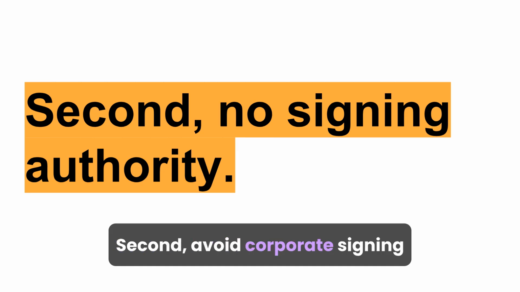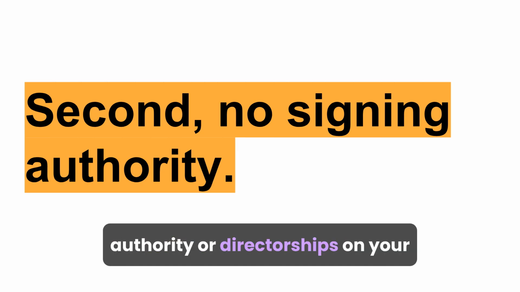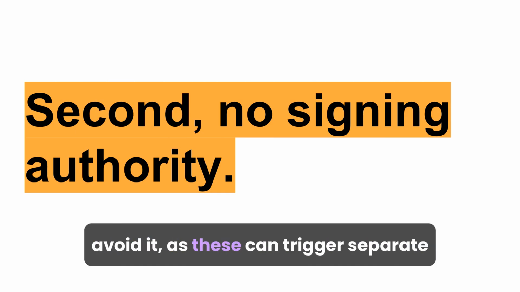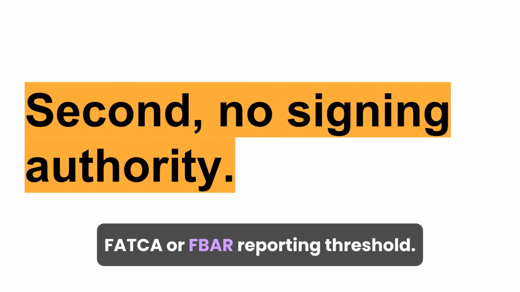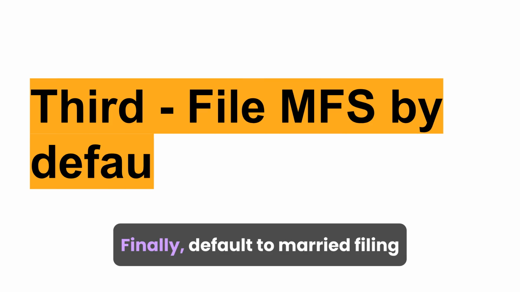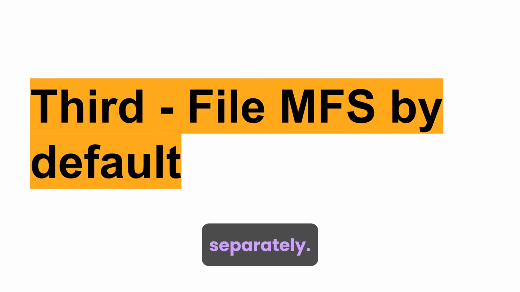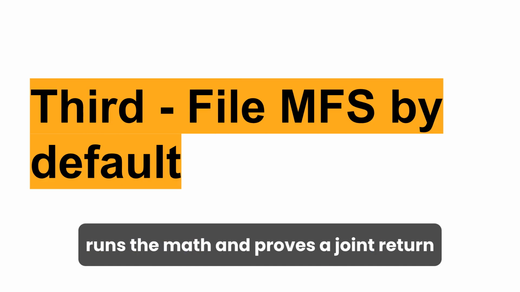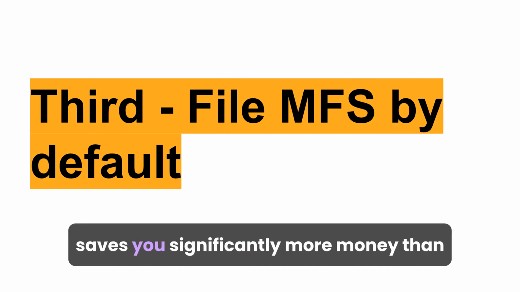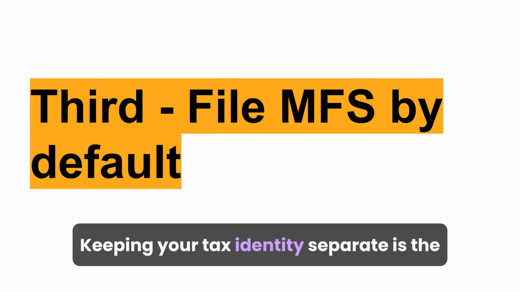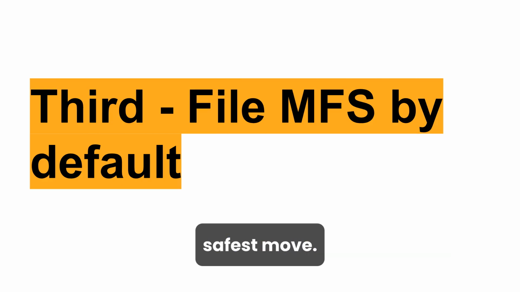Second, avoid corporate signing authority or directorships on your spouse's business accounts if you can avoid it, as this can trigger separate FATCA or FBAR reporting thresholds. Finally, default to married filing separately. Unless an international tax professional runs the math and proves a joint return saves you significantly more money than the cost of complex corporate compliance, keeping your tax identities separate is the safest move.